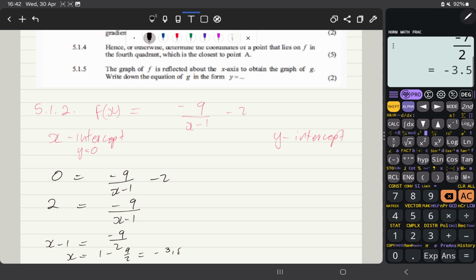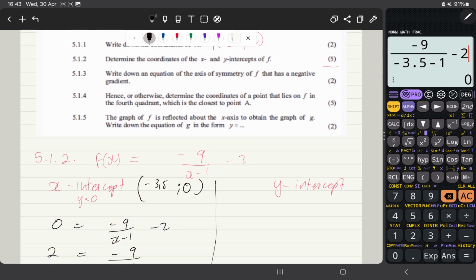Let's test it out. So we have negative 9, and we have the x value, which is minus 3.5 minus 1, right? The answer is 2. Then we minus the 2. What do we get? We get 0. So it verifies this number we have here to say this is the x-intercept. So the x-intercept, you would say it's minus 3.5 and 0, right? There we go.